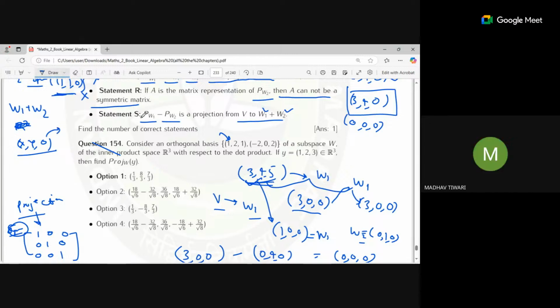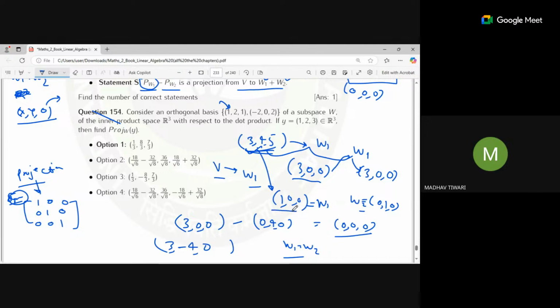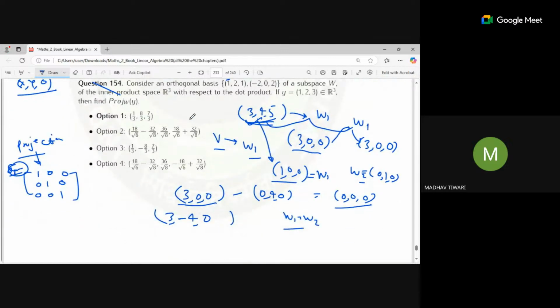Here what I said is that for the projection of a vector, any vector I am taking, so 3, 4, 5 I took. I find out its projection on W1, so W1 by this one. So its projection was this. Projection of this same vector on W2. So W2 was spanned by this vector, so I find out its projection is this. If I subtract it from this, I got this vector.